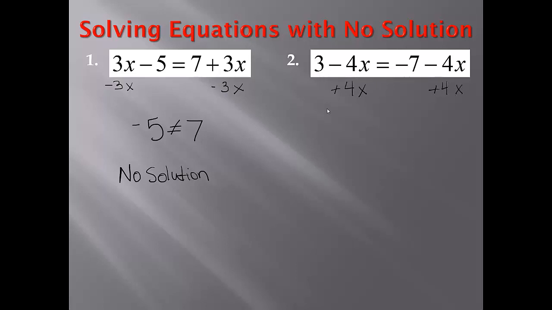So on the left-hand side we have 3, and then minus 4x, or we can say negative 4x plus 4x is 0. So all we have left on the left-hand side is 3. And that would then equal our negative 7, and then we have negative 4x plus 4x, and that is 0. So our answer is 3 equals negative 7. 3 does not equal negative 7, so this is no solution.